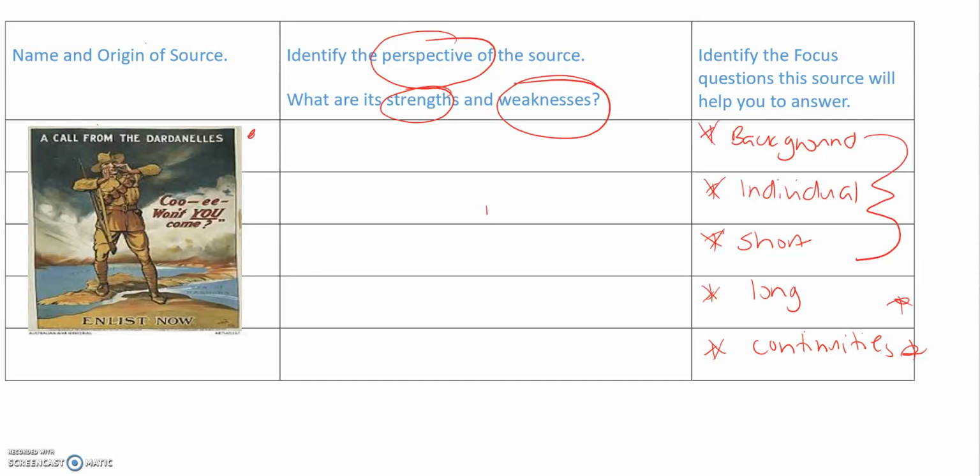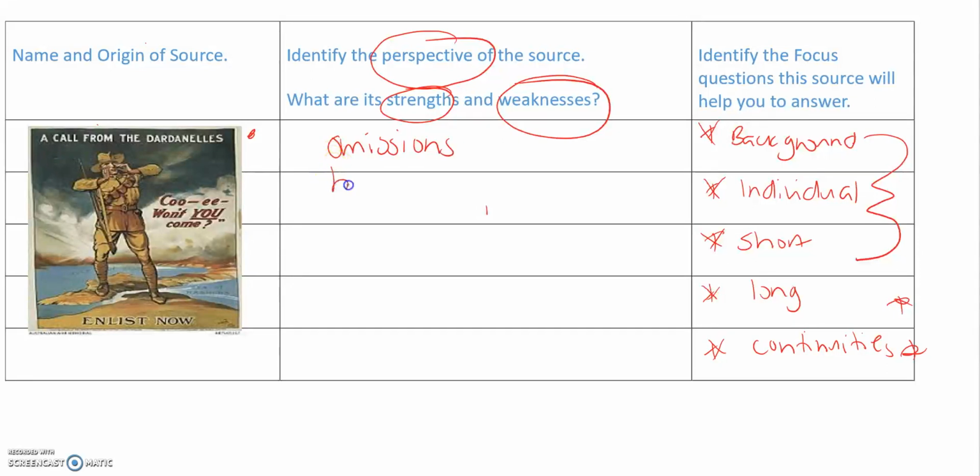Also have to think about this word here, which is omission. What is it not telling us? It's not really telling us what is going on over there. It's not a true representation. Gallipoli was not a success. So it's got some issues there.